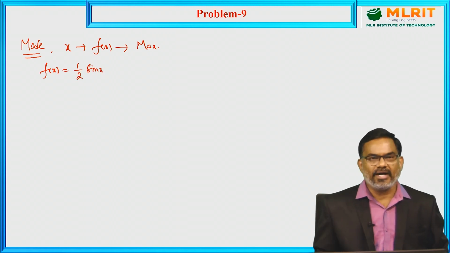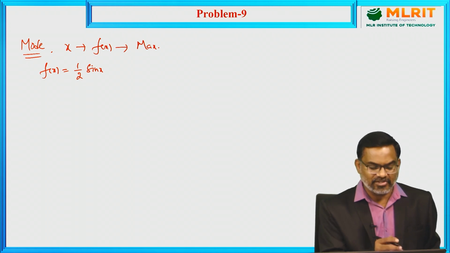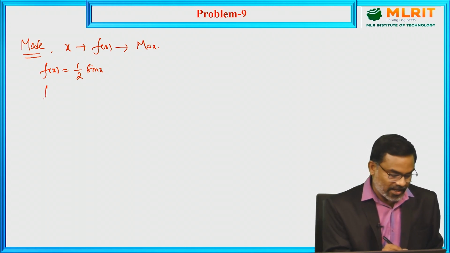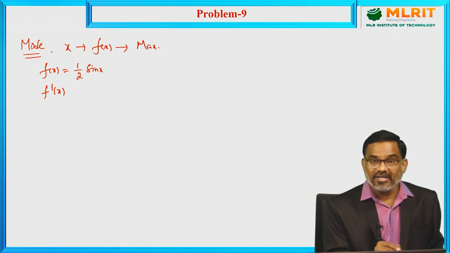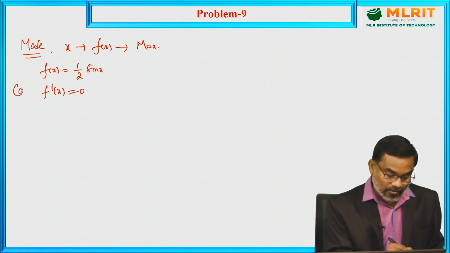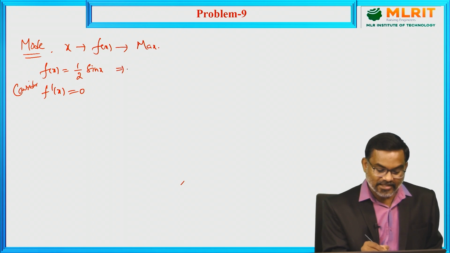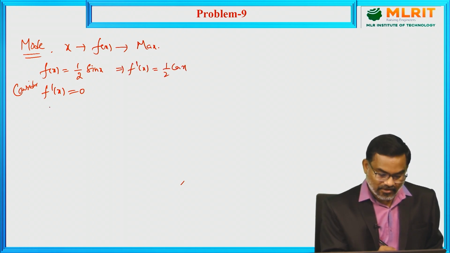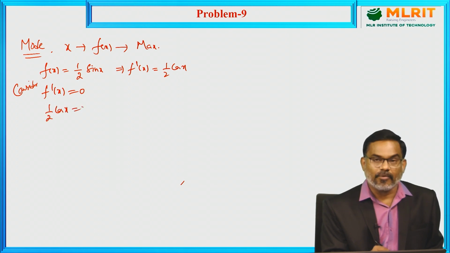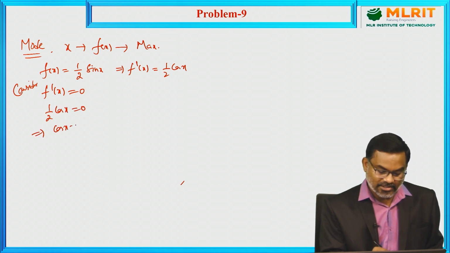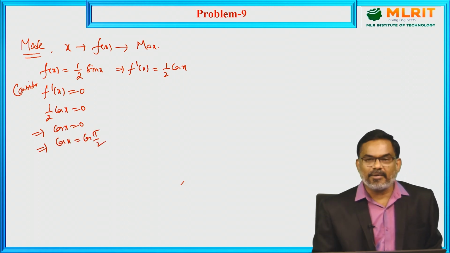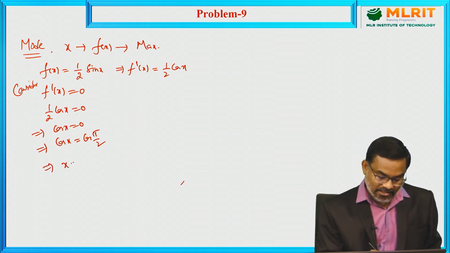And how to find the maximum or minimum value of a function of single variable? First, we need to calculate the first derivative of f and equate it to 0. So, consider f dash x equal to 0. Now, what is f dash x? The derivative of f is half cos x. So, half into cos x is 0. That implies cos x is 0, and when will cos be 0? When the angle is pi by 2, cos 90 is 0. That implies x equal to pi by 2.